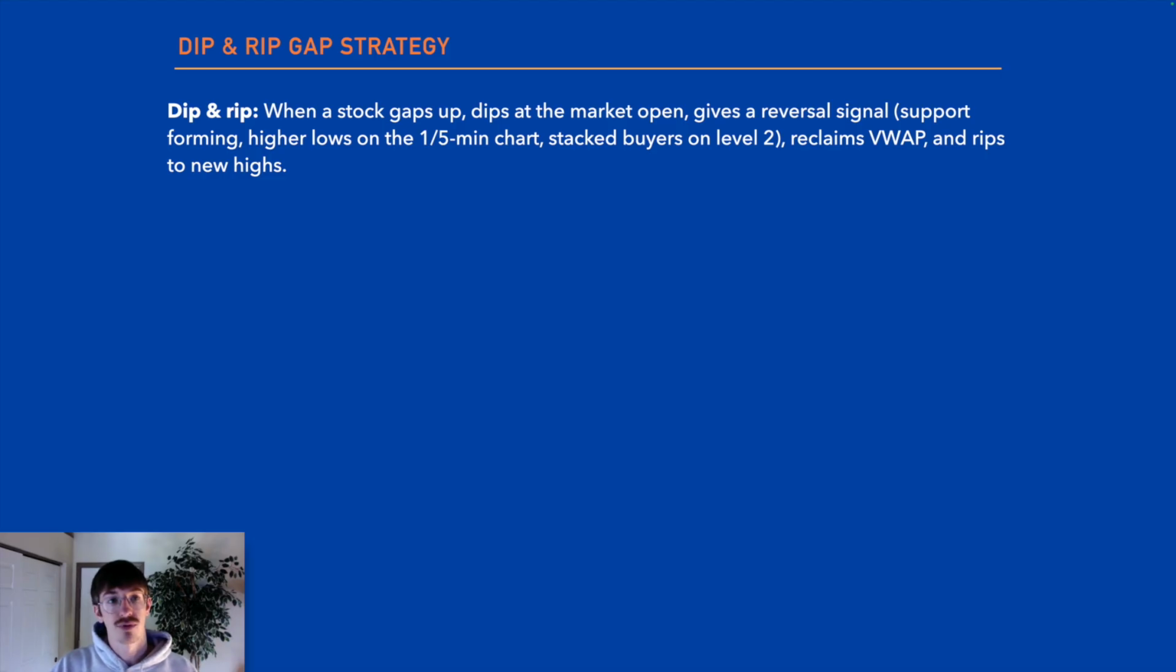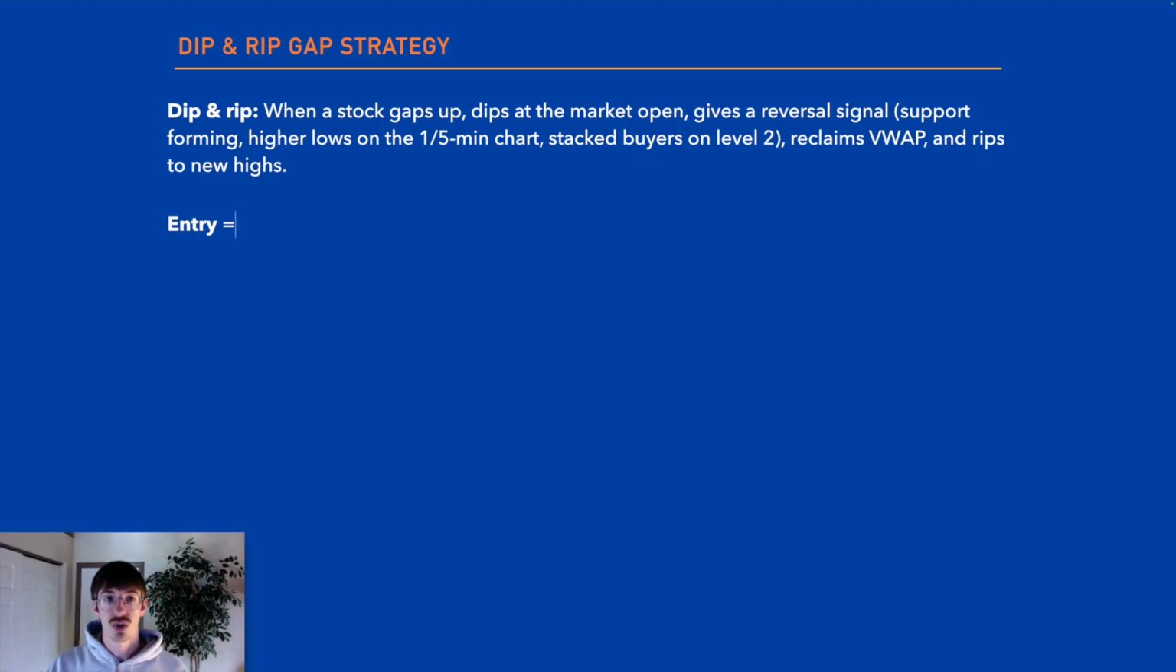Now, what exactly a dip and rip is going to be: when a stock does have that gap up, it dips, then at the market open gives us a bullish reversal signal, which can be something like support forming, higher lows on the 1 or 5 minute chart, stacked buyers on the level 2, and so on and so forth. From there, it's going to reclaim the VWAP and it's going to rip to new highs.